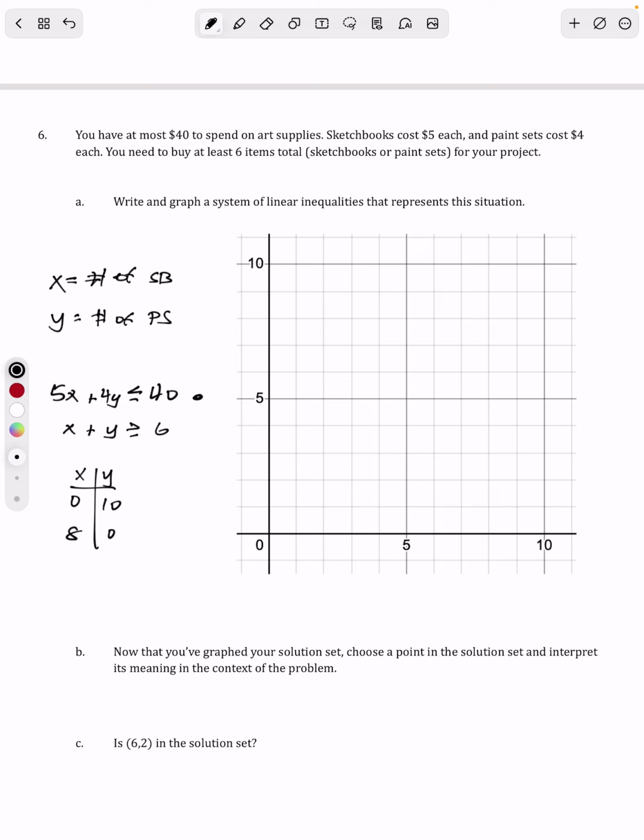I'll graph this first: 0, 10, and 8, 0. Can I get that line tool working? Yes. Nice. And I'm shading below. The 0, 0 test would pass here, right? 0 plus 0 is less than 40. So that's going to be under. I'll shade it under now. I'll do purple. X and Y have to be positive.